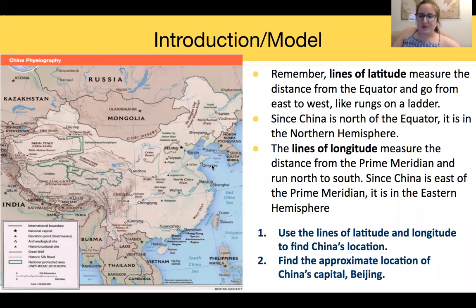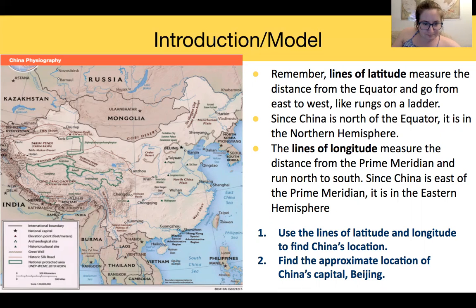Now, remember, lines of latitude measure the distance from the equator and go east to west, kind of like rungs on a ladder. Since China is north of the equator, it's in the northern hemisphere. The lines of longitude measure the distance from the prime meridian and run north to south. Since China is east of the prime meridian, it's in the eastern hemisphere. Now let's see if we can figure out China's location using lines of latitude and longitude.